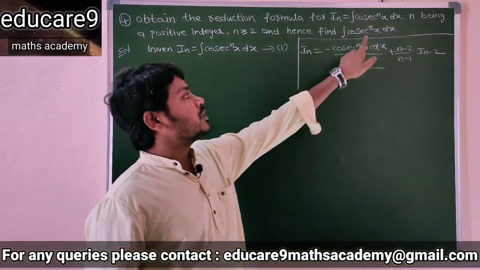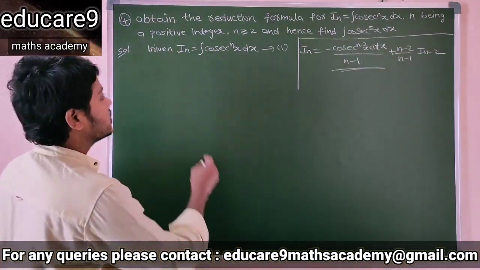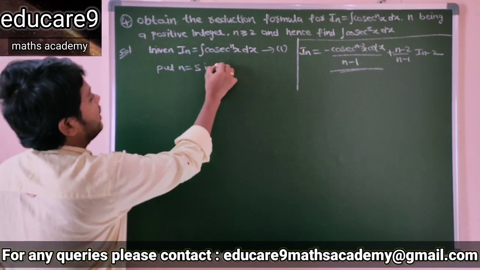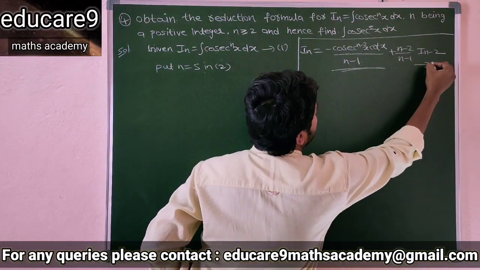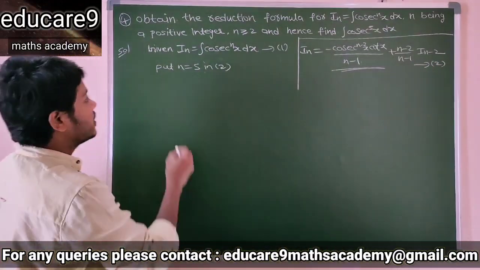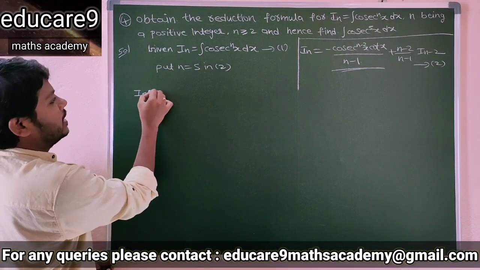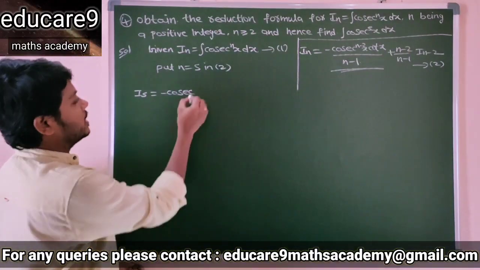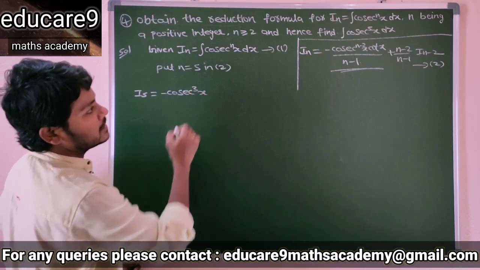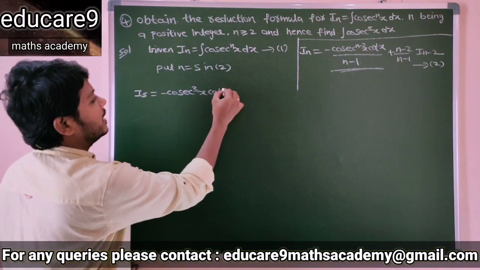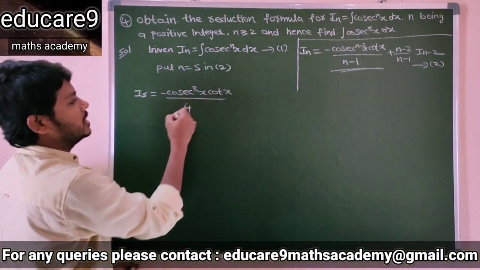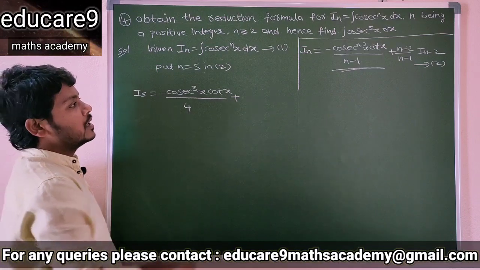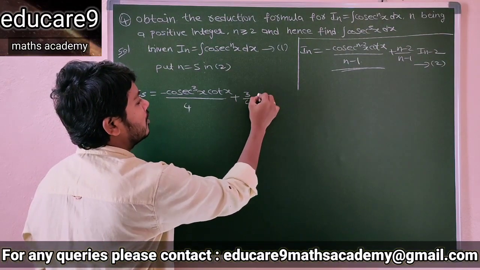So now find the integration of cosec power 5x dx. Clearly put n is equal to 5 in equation 2. So I5 is equal to minus cosec power 5 minus 2, that is 3x, cot x divided by 5 minus 1, which is 4, plus n minus 2 by n minus 1, that is 3 by 4, I3.